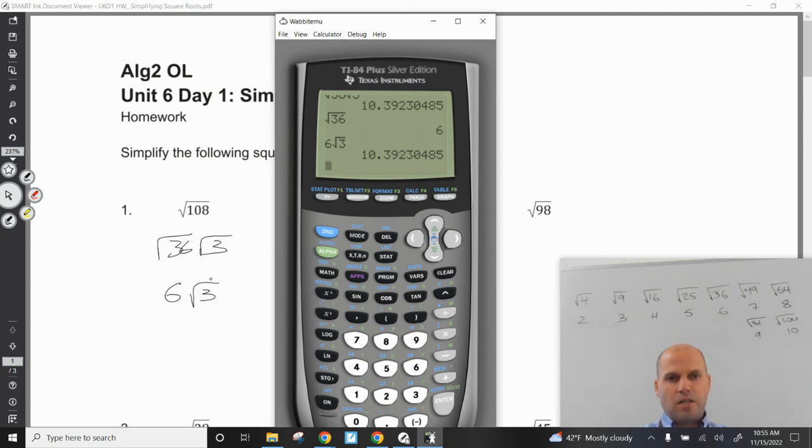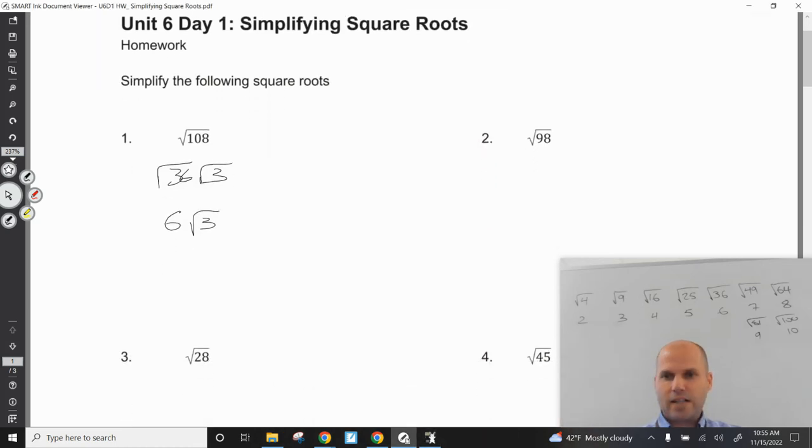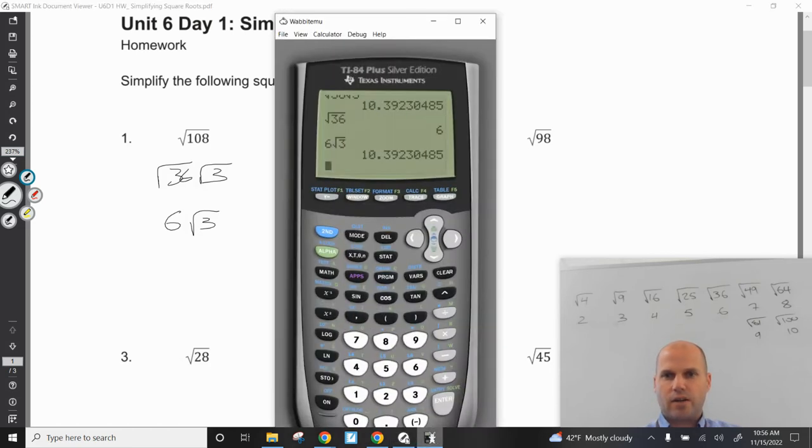This is something that can be manipulated easily. We can add it to other square roots that are root 3's. If we didn't have a calculator, we could figure out what root 3 was, about 1.7, using a table and then multiply that by 6. These are all the reasons why we simplify. So that's all we're doing. We're taking the number, and using our calculator, we divide it by big perfect squares. We're going to start with the biggest one that we can.